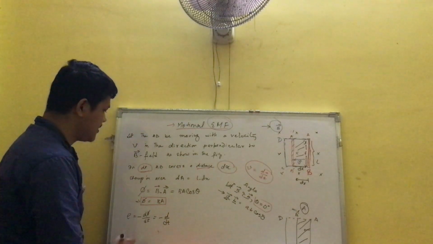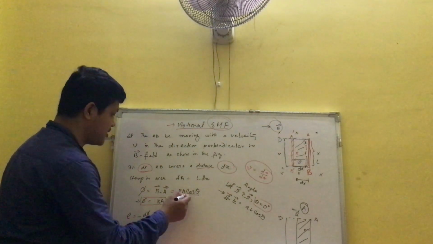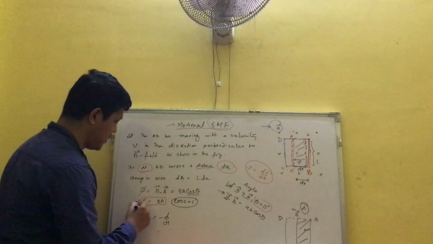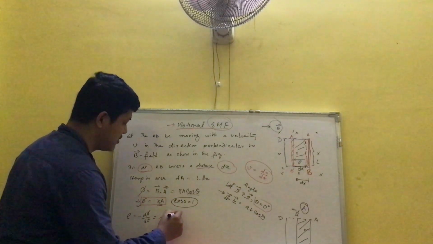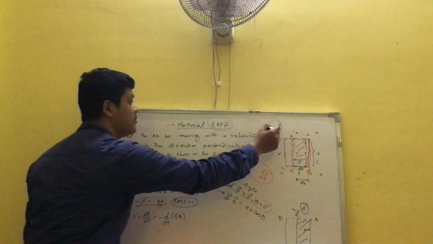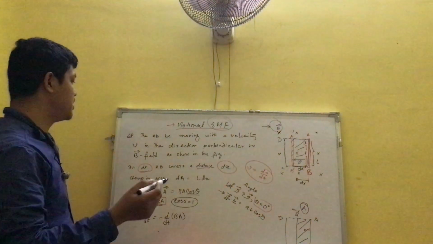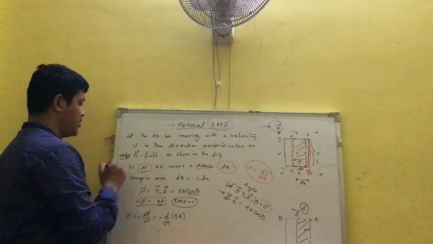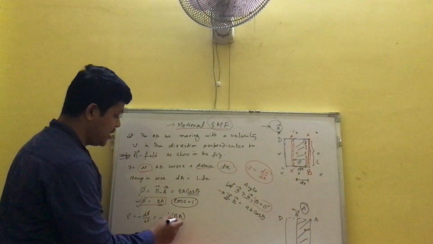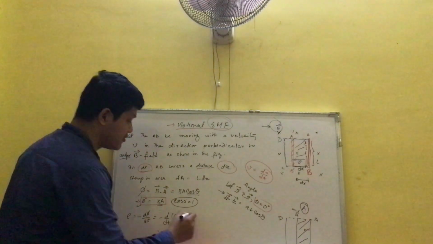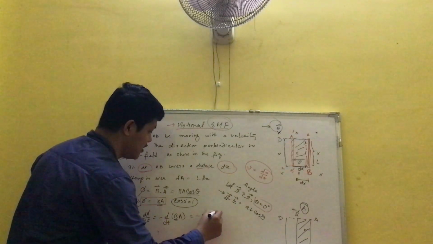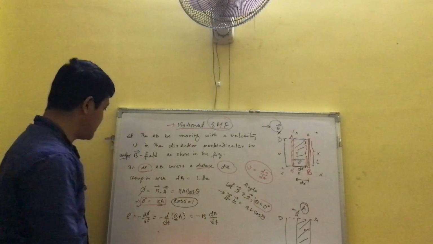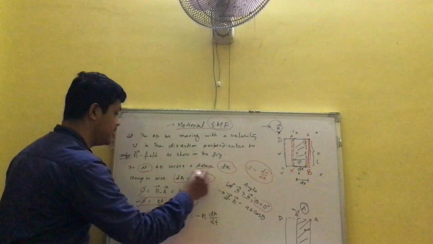So now minus d phi by dt. Phi is BA cos theta, and as theta is 0 here, cos 0 degrees is 1. That is why we have phi is BA. So let's put BA here. And as we have applied a uniform magnetic field, this B should be a constant. So the constant can be taken out: minus B dA by dt, right? And we have already got here dA is L into dx. Let us put that here.